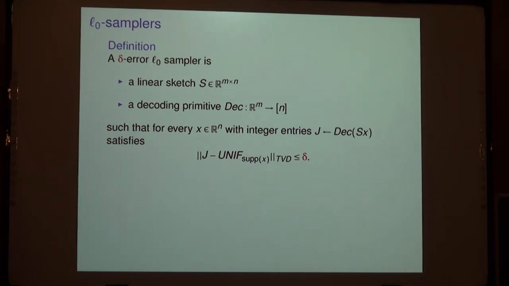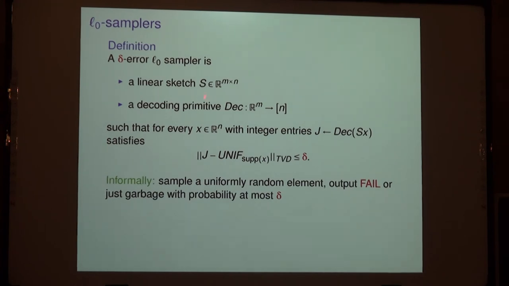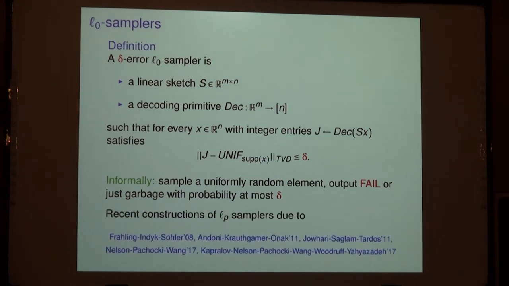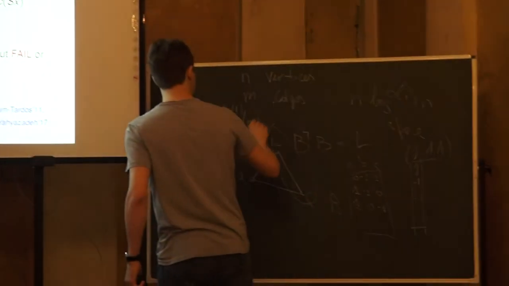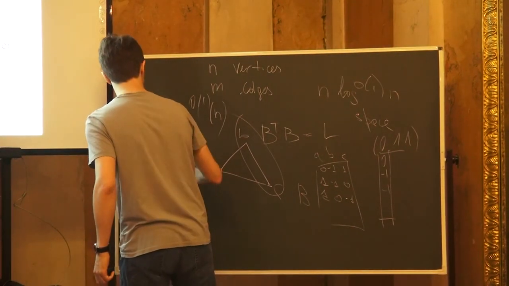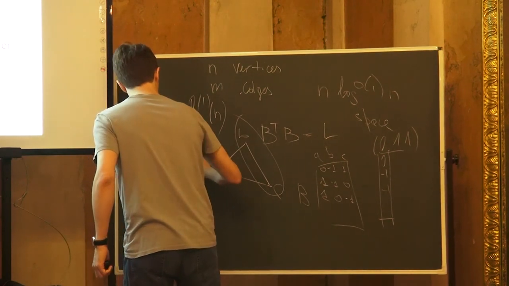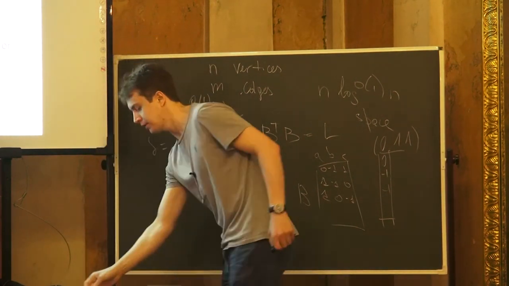And so this is interesting, right? Because I could have a vector x with huge support, maybe linear support. But I will be able to design this L0 sampler with a very small m. We'll talk about them precisely later. The claim is that m can be chosen to be polylogarithmic in n, say, if I want 1 over poly n failure probability.